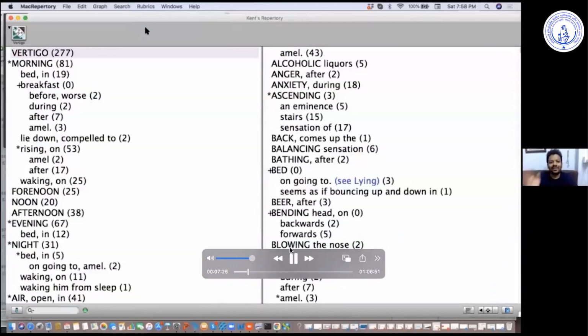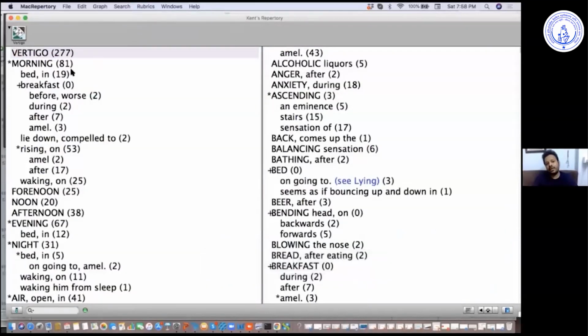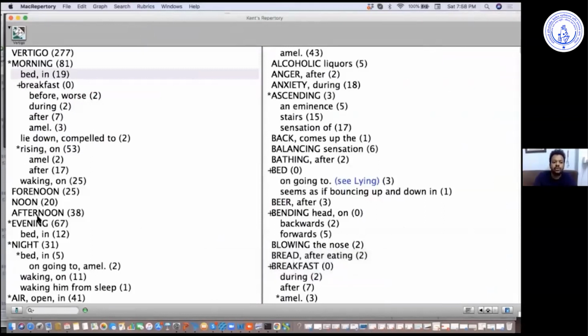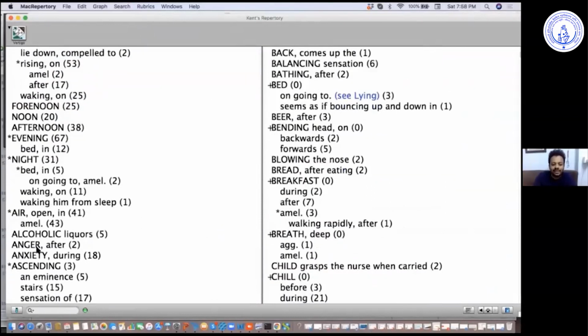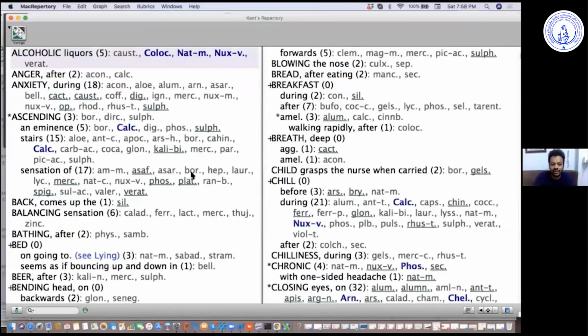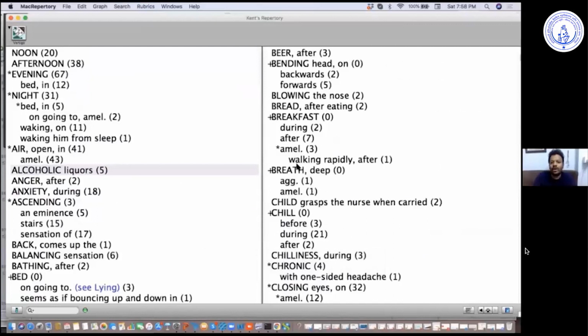You can see in every chapter, he starts first with the time modality. Vertigo in the morning, vertigo in bed. So as soon as he gets up in the morning, when he's in the bed, he gets vertigo. This is giving timing: morning, forenoon, noon, night. Then he's talking about modalities like vertigo, air open in, vertigo, alcohol after. So someone drinks alcohol and then feels vertigo, like that. So he has then given all the modalities like this.